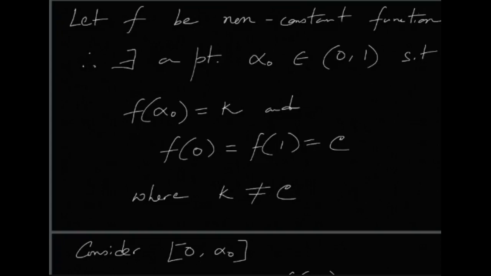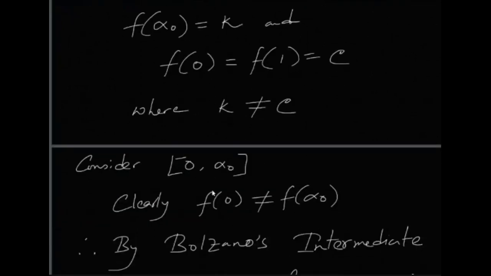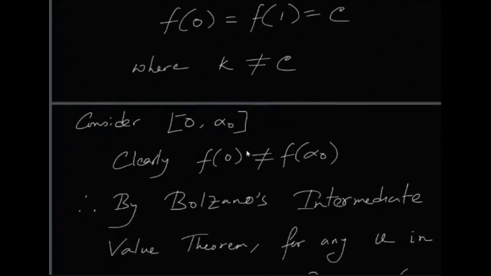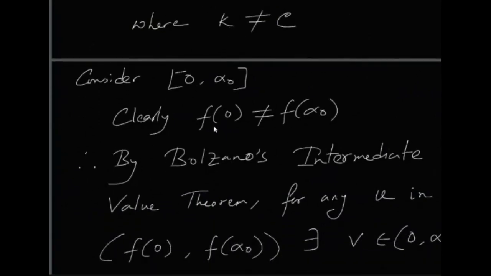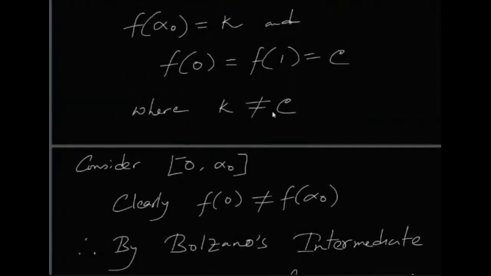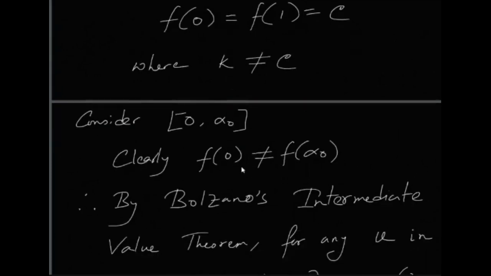Now consider this point. I'm dividing the entire interval [0,1] into two subintervals, [0, alpha naught] and [alpha naught, 1]. The first interval is [0, alpha naught]. Clearly f(0) is not equal to f(alpha naught), because f(0) equals c and f(alpha naught) equals k, and I've already said that k is not equal to c. So they are different values.